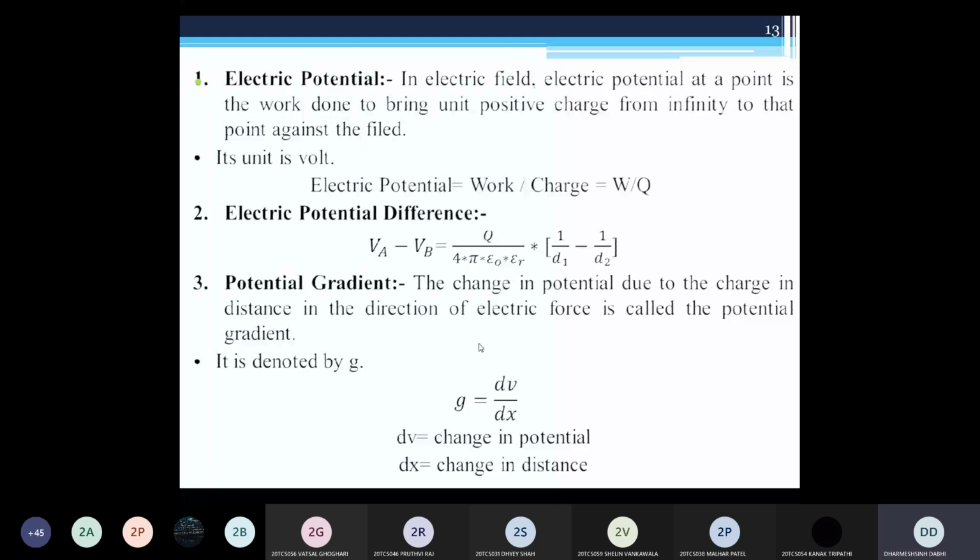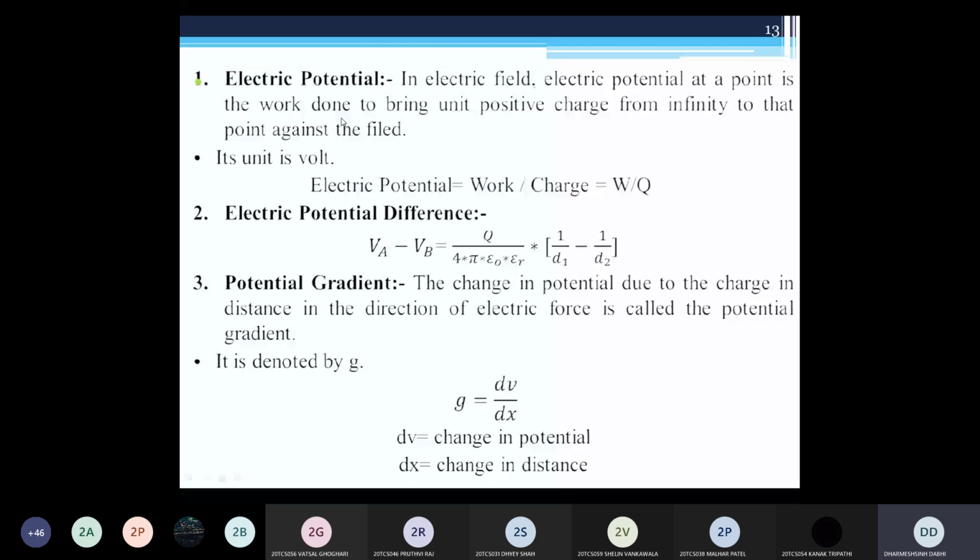Now let's see the different terms related to electrostatics. So the first term is the electric potential. So what is electric potential? The definition is that in an electric field, the electric potential at a point is nothing but the work done required to bring the unit positive charge from infinity to that point against the electric field. So it is nothing but the amount of work done required to bring the unit positive charge.